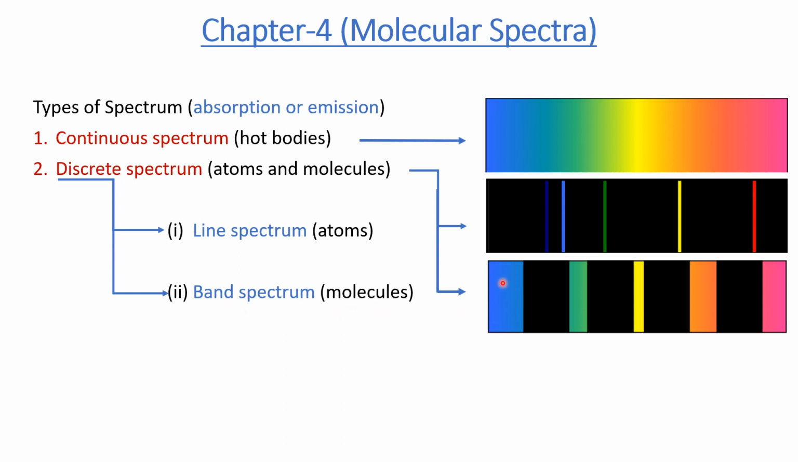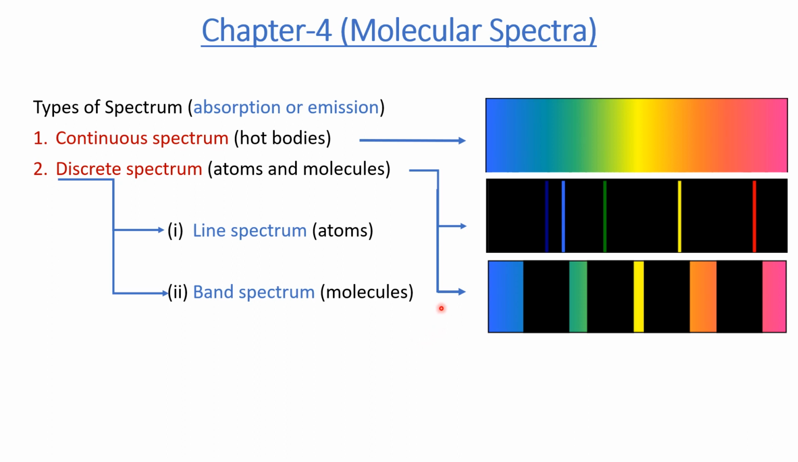Here you see this is one band. This is a band of wavelengths, a combination of wavelengths. You see here just one green line, and here you have multiple green lines, so you have a band. Similarly, here you have a green band, here you have a yellow band. So this is the type of molecular spectra. In this chapter we will mostly talk about this spectrum, which is called the band spectrum.